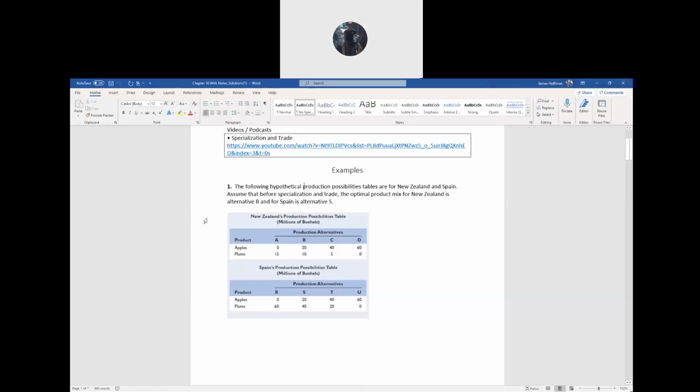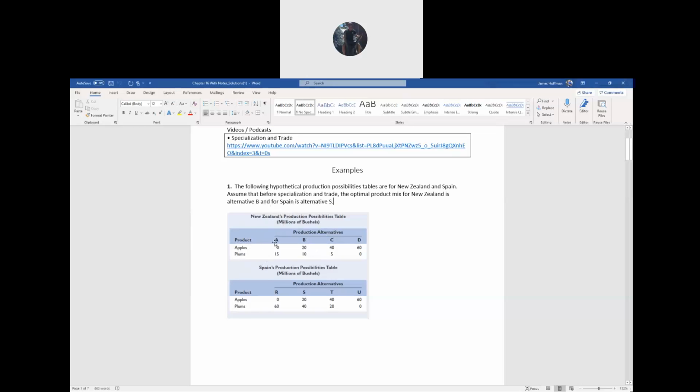The following hypothetical production possibilities tables are for New Zealand and Spain. Assume that before specialization in trade, the optimal product mix for New Zealand is alternative B, and for Spain is alternative S. So this is what you're going to get. For these questions, you're going to get two countries or two economies with their own production alternatives for different goods, but the good alternatives are going to be different. They're both going to have the same two goods.